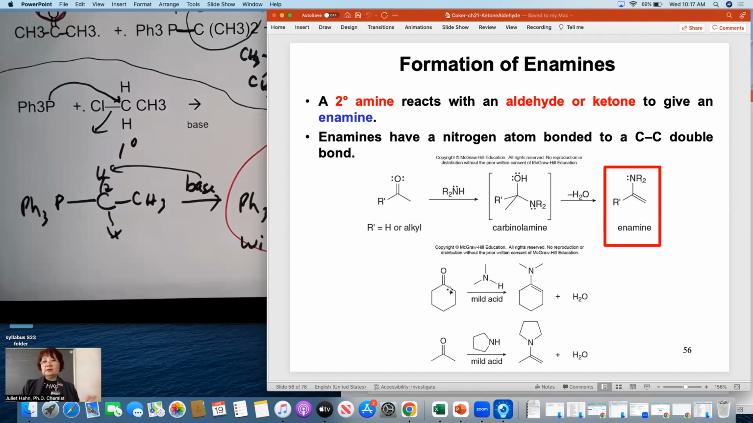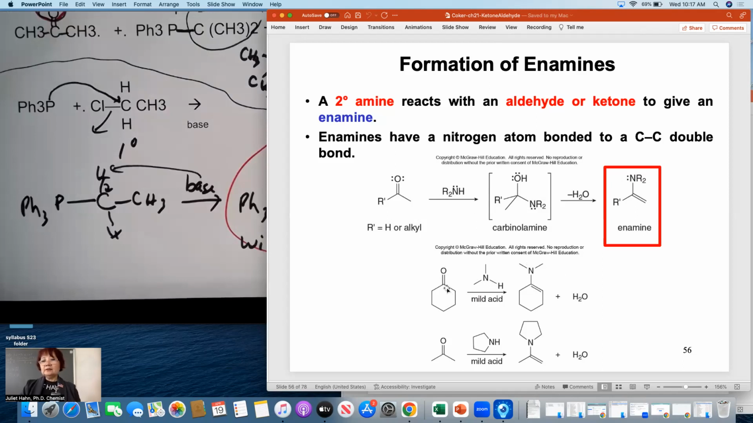Okay, so here's a ketone. Here's a secondary amine. How is it secondary? You got a nitrogen with 2 R groups attached to it and 1 hydrogen. So that nitrogen attaches in place of the oxygen. There you go. And then the 2 R groups that are on the amine show up attached to the amine nitrogen.